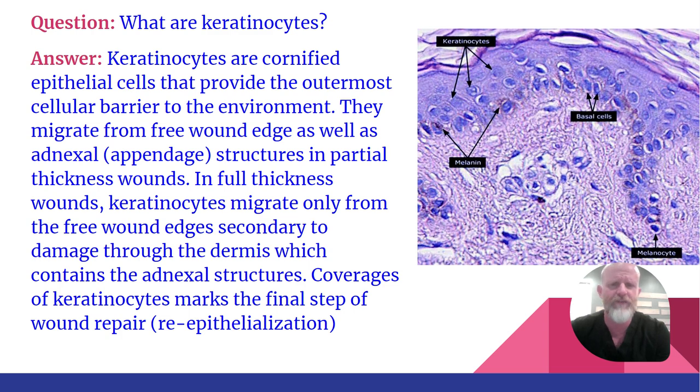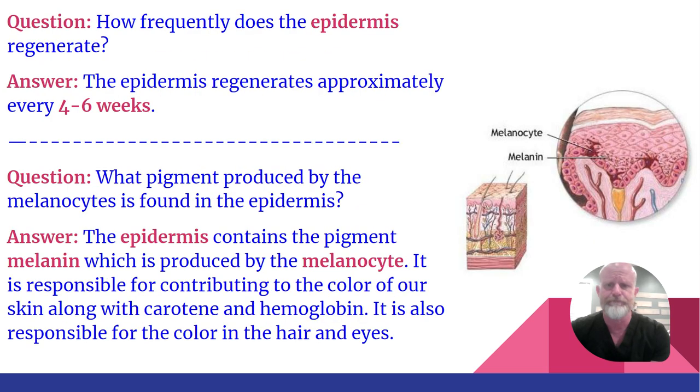Keratinocytes. These are basically cornified epithelial cells that provide the outermost cellular barrier of the environment. They migrate from the wound edge as well as the adnexal appendage structures in partial thickness wounds. So basically, if the epidermis is partially stripped, you'll have these adnexal areas that can actually grow epithelial tissue from within the wound, as well as from the outside of the wound. In full thickness wounds, keratinocytes migrate only from the free edge of the wound, secondary to damage through the dermis. So basically, there's no epidermis, there's none of these appendages left. Keratinocytes basically will eventually lead to complete epithelialization of your wound.